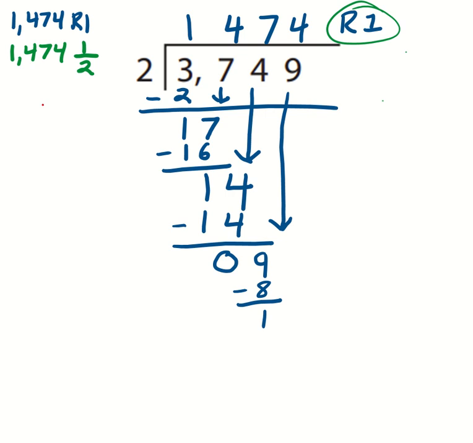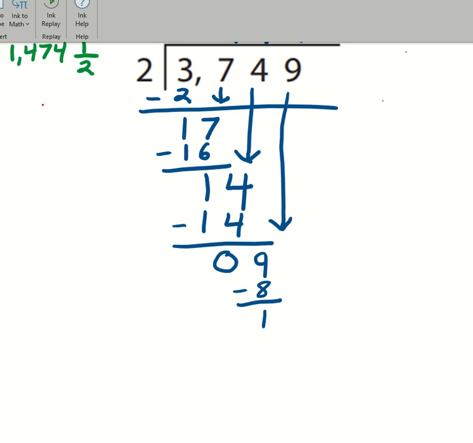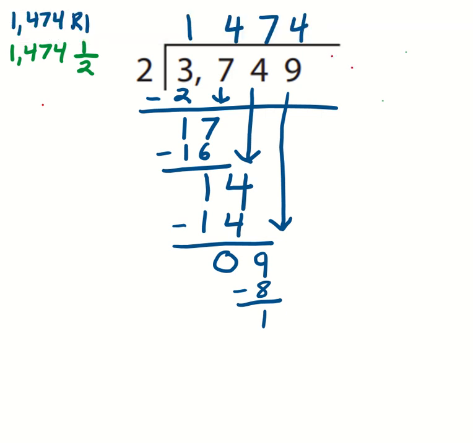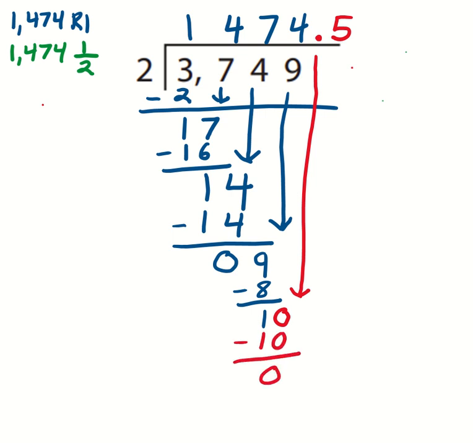But what if I wanted to keep going? Well, let's go ahead and do that just for kicks and giggles. Let's keep on going and see what happens. I had the remainder 1 over here, but did you know I can actually put a decimal up there? And when I do place that decimal, I bring down a 0. And I ask myself, how many times will 2 go into 10? Well, I know that 2 will go into 10 5 times, and 5 times 2 is 10, and then 10 decreased by itself is 0.